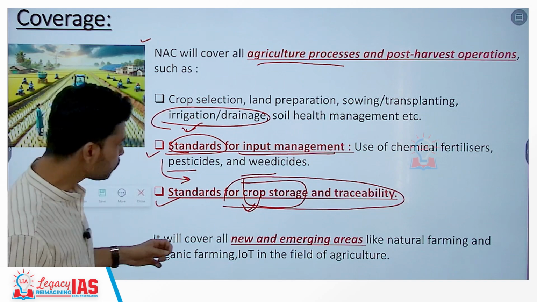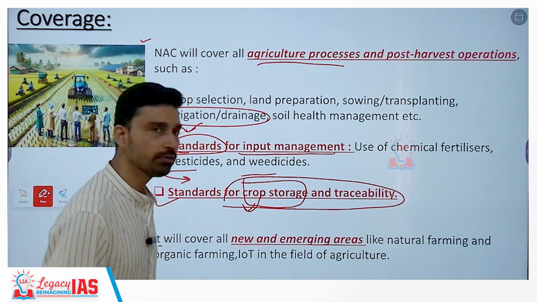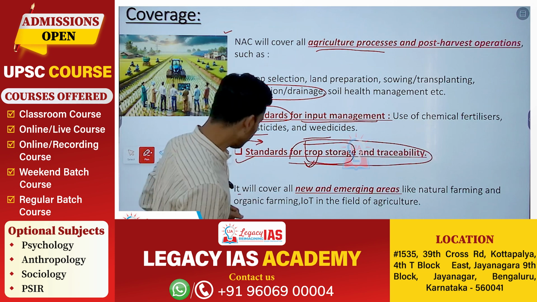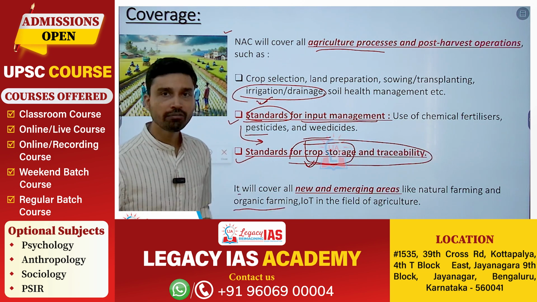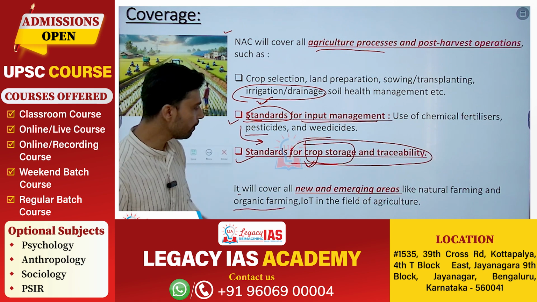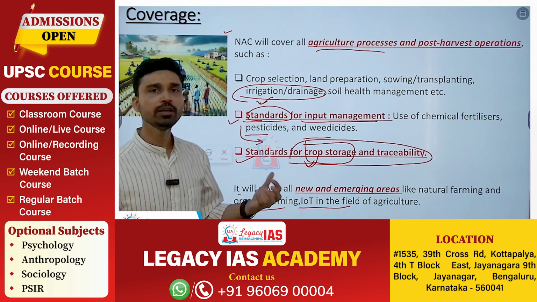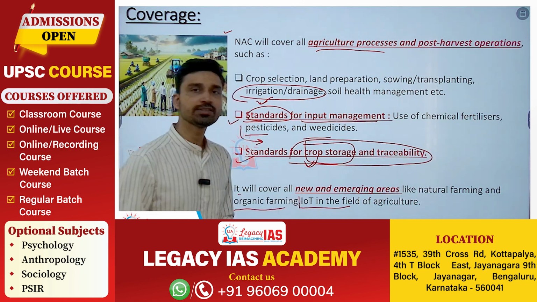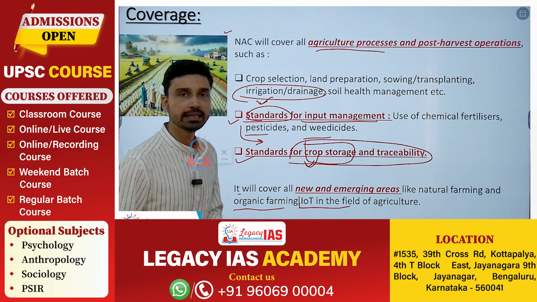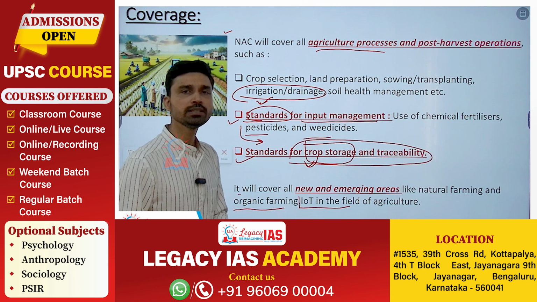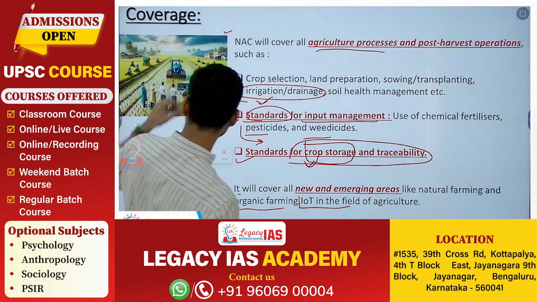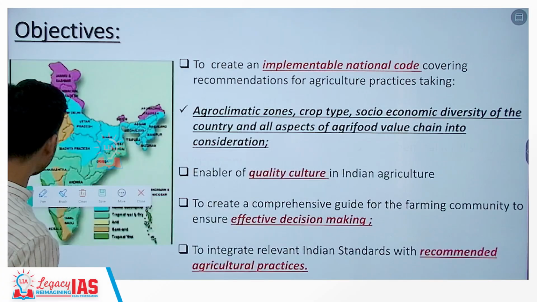Now it will also cover all new and emerging areas as well. We know that these days we are having focus on natural farming and organic farming, especially in the state of Sikkim in India, which has become the first organic farming state of India. We are also trying to include IoT, that is Internet of Things, in the field of agriculture, and overall it will help in intensifying the agriculture in India and also increasing the overall crop output or crop productivity. So all these will be covered by the National Agriculture Code itself.